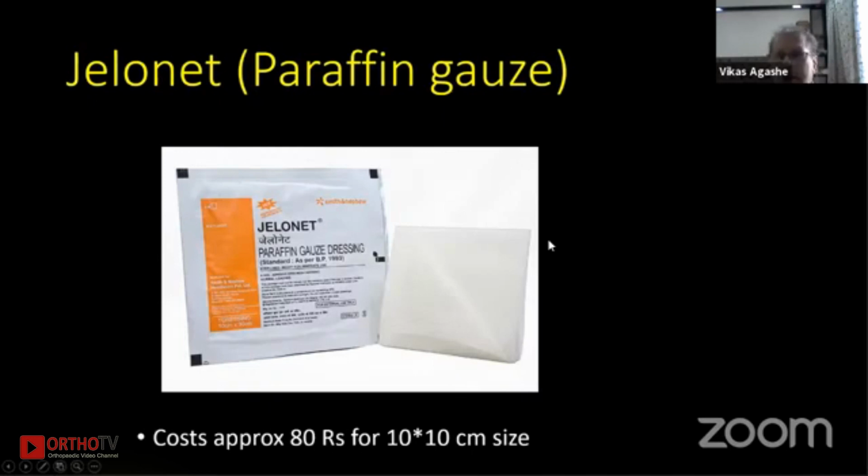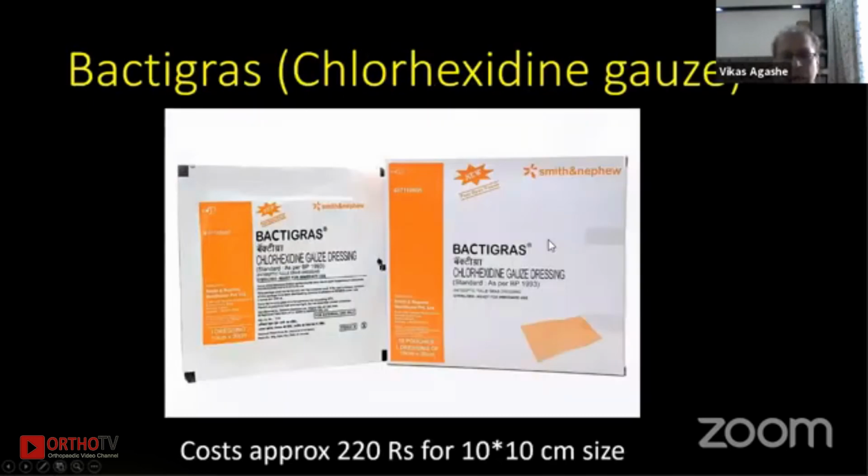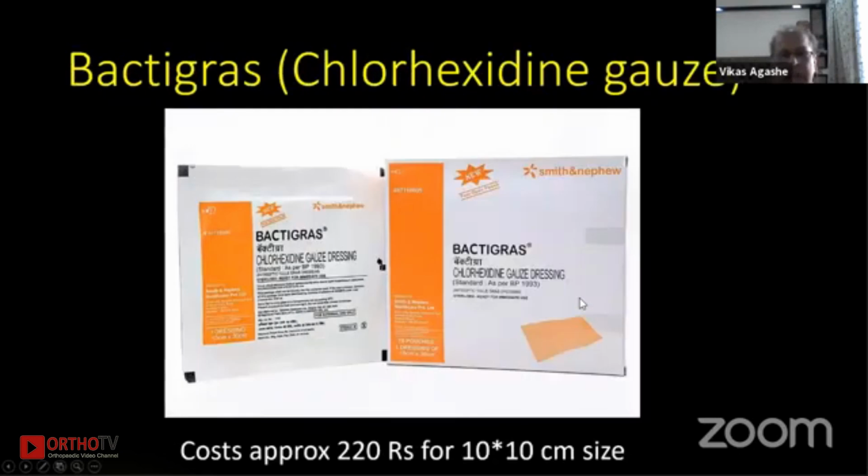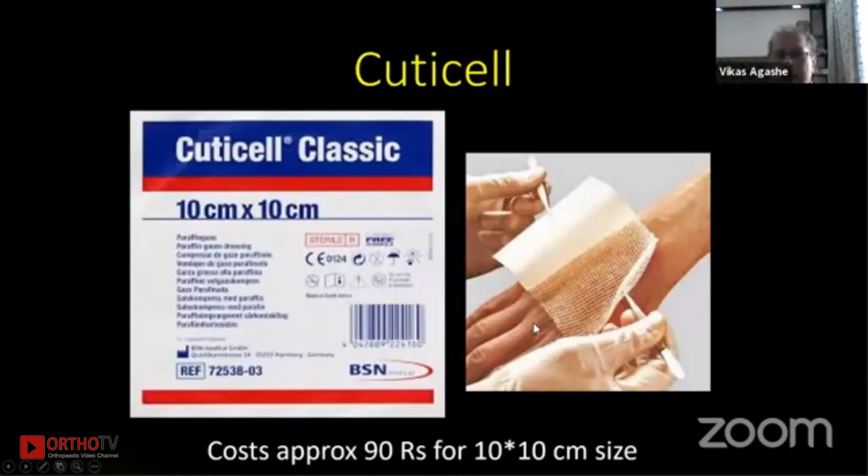For example, Jelonet, which is a paraffin gauze. I have tried to find out the cost of everything. So Jelonet costs approximately 80 rupees. Bactigras costs about 220 for a 10 size. Cuticell is another impregnated gauze that is freely available. So they don't stick to the wound, and it becomes easier to keep changing the wounds.